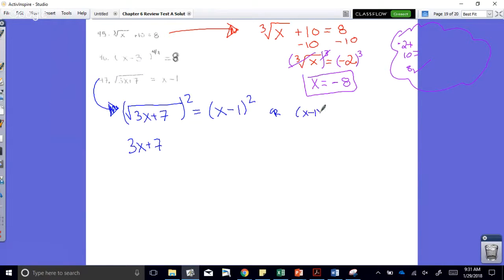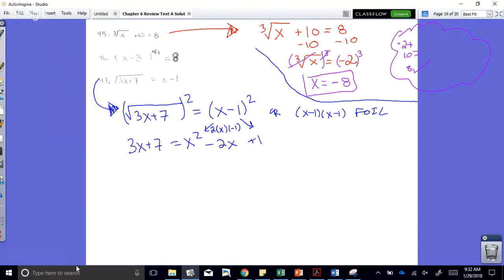or you can say x minus 1 times x minus 1, and you can FOIL. But you cannot just say that this is x squared plus 1, because there's a middle piece. So we can take x times x, and that gives us x squared, and negative 1 times negative 1 gives us 1. For the middle term, we have to take 2 times x times negative 1, which is negative 2x.